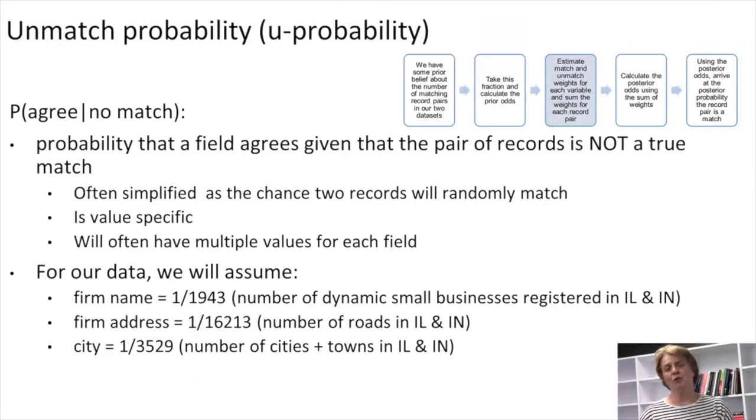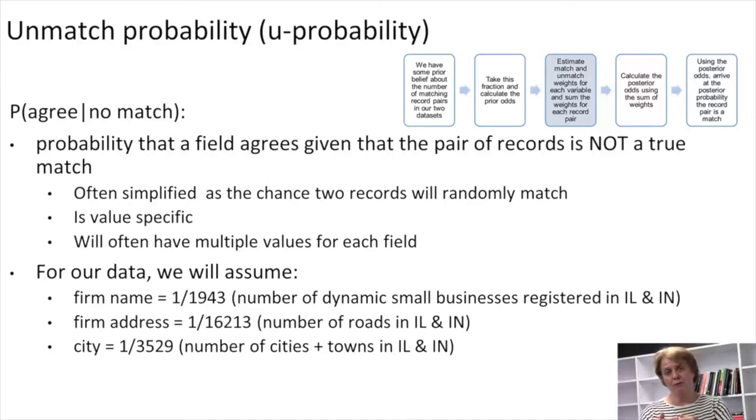Okay, so we've talked about the M probability, which is the probability that the two rows are a match. In other words, what we're doing there is we're taking the evidence, that is the firm name, we're blocking on the city and the firm address, and then we're trying to say what's the probability, the M probability is what it's called, that it's a match.